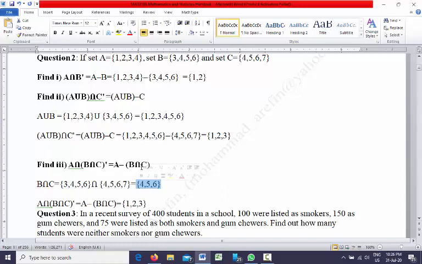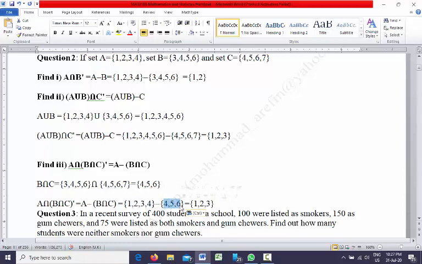So from set A we will remove this one. Minus B intersection C. So this is B intersection C, and this is set A. From set A we will remove any elements of B intersection C.